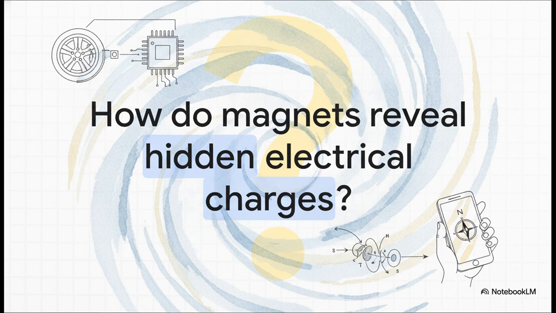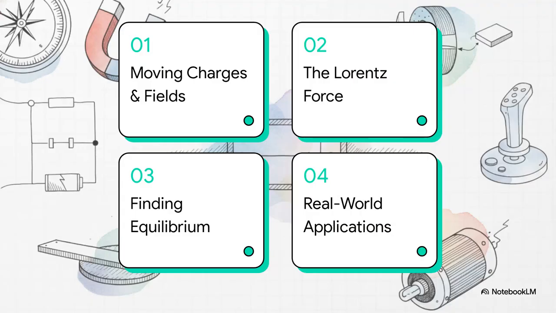By the end of this, you're going to understand exactly how engineers use a fundamental law of nature to sense everything from the speed of a car wheel to the exact orientation of your smartphone, all without ever physically touching the moving parts. Pretty cool, right? Okay, let's dive into this.